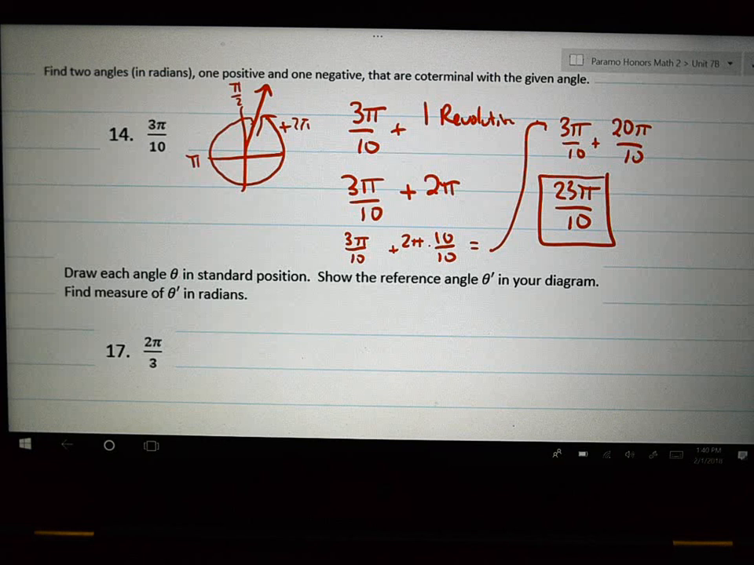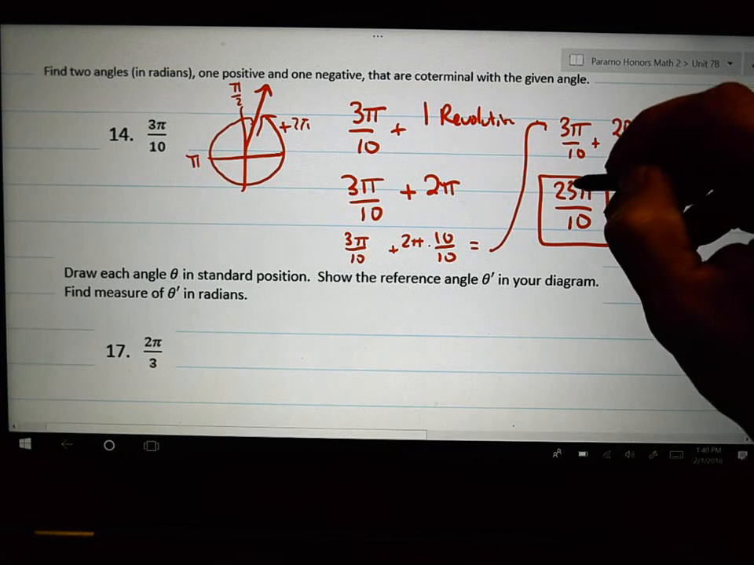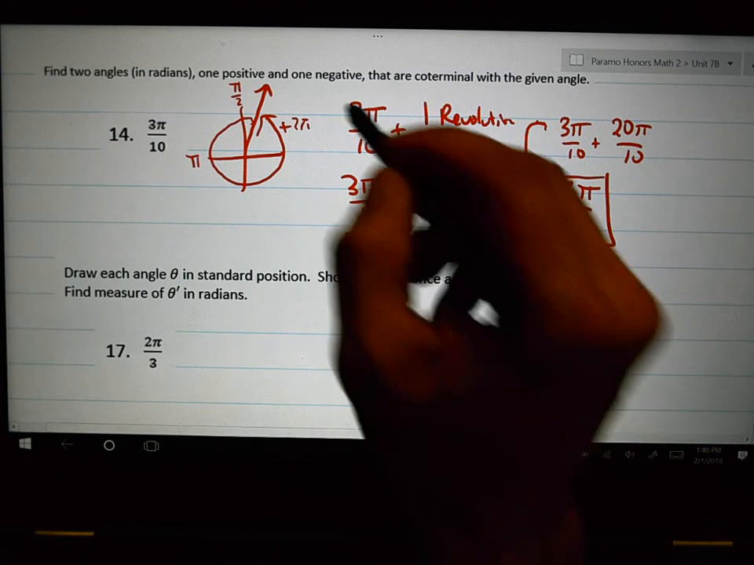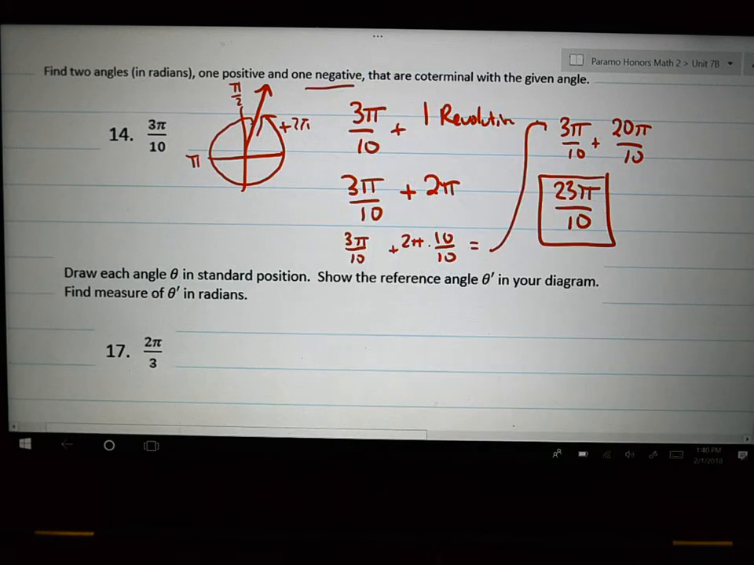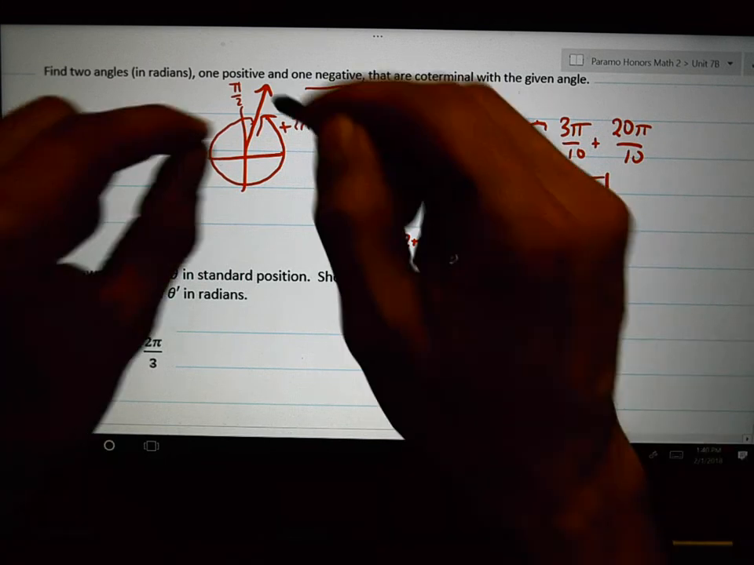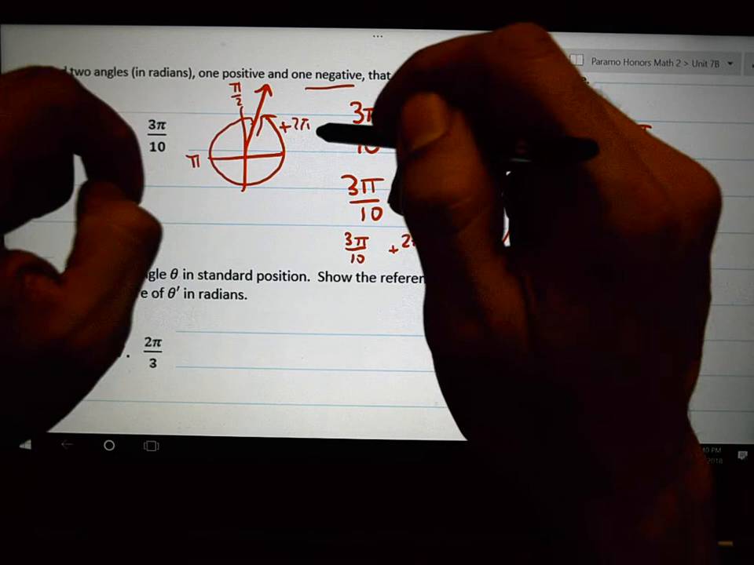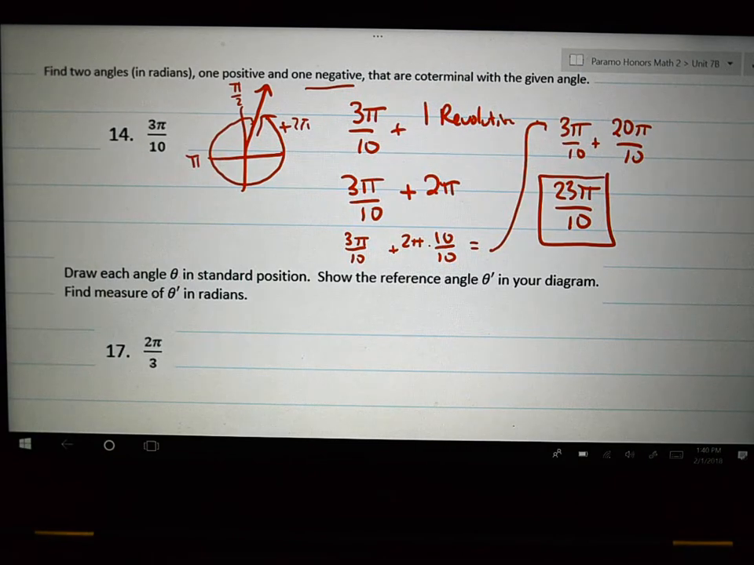That's 23 pi over 10. That's a positive coterminal angle. Well, I have to also find a negative coterminal angle. If I added 2 pi to find the positive one, usually we do the opposite to find the negative one, which is what? Subtract.